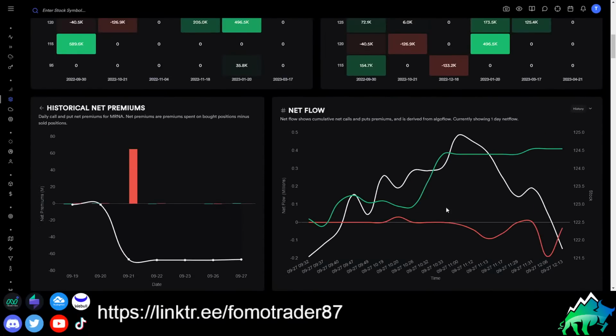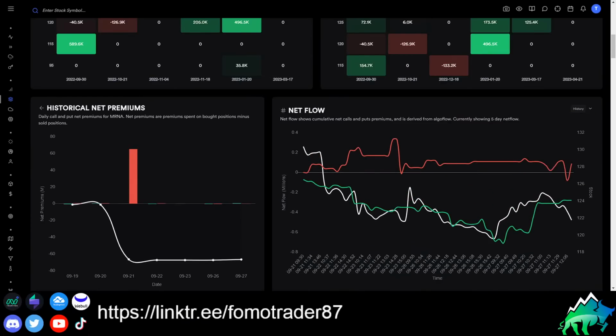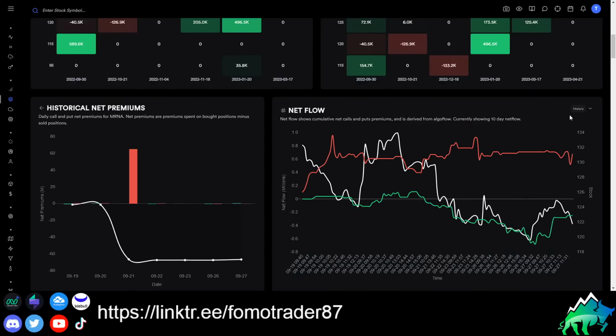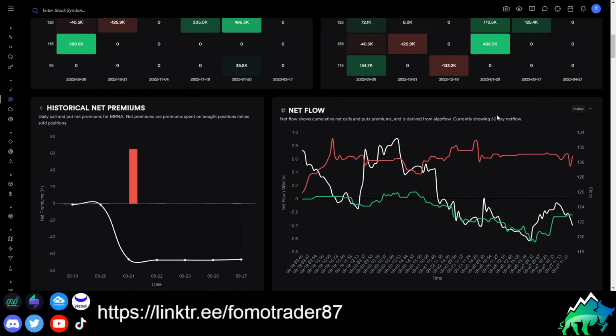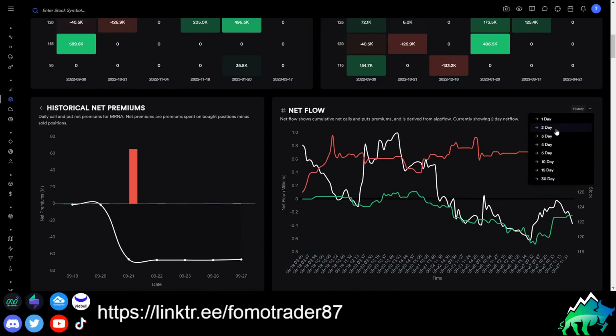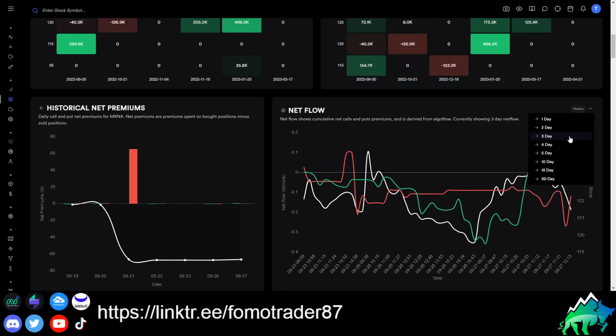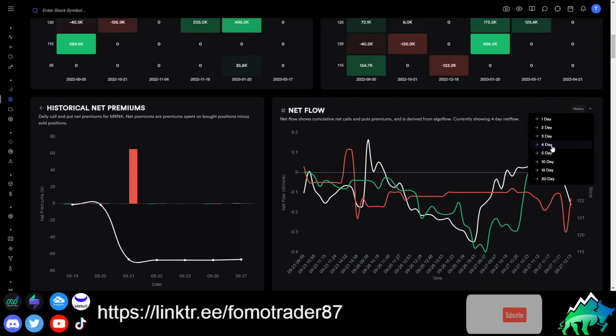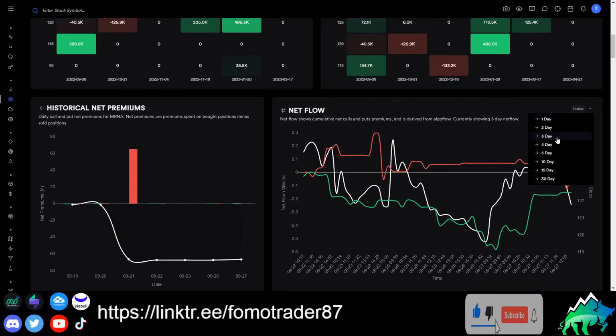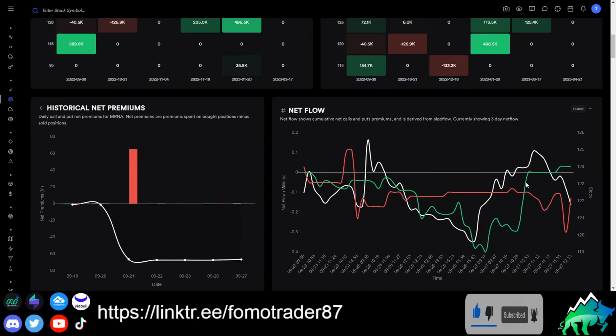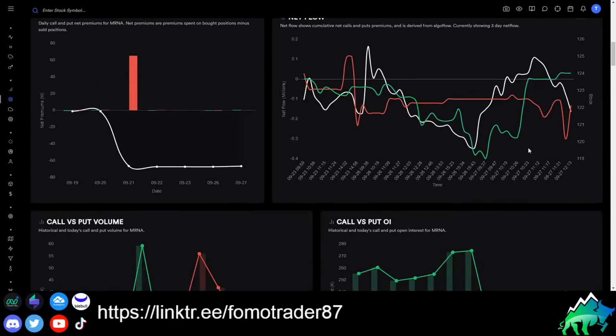Let's look at the net flow. The net flow from today shows calls over puts. But if we go back and look at the 5-day, puts are over calls. 10-day, same thing. 30-day bearish as well. But on the 2-day, we did have a crossover there. 2-day, 3-day. So for about the past 3 days, we had some building of calls coming in. Very interesting here.